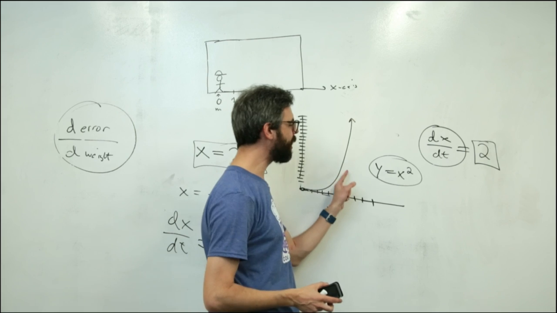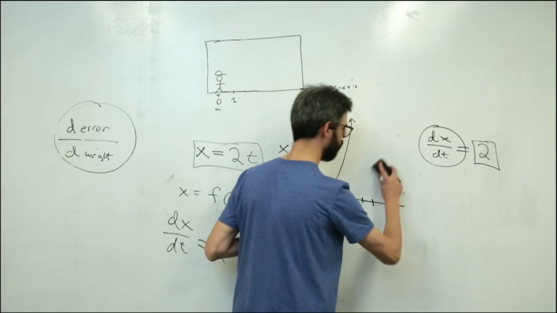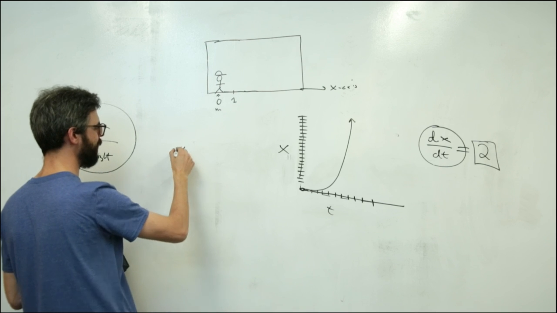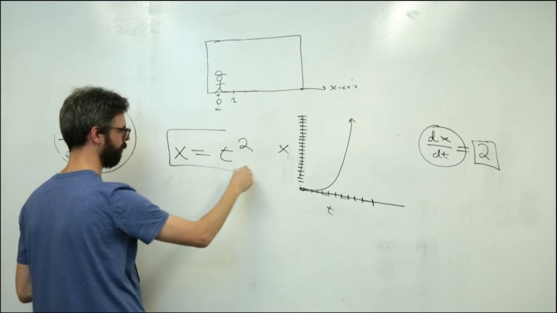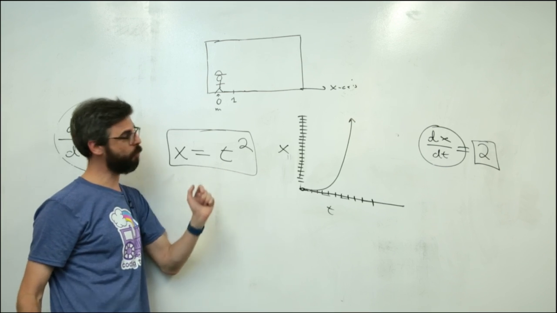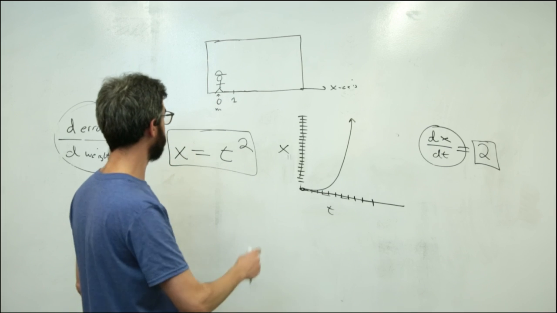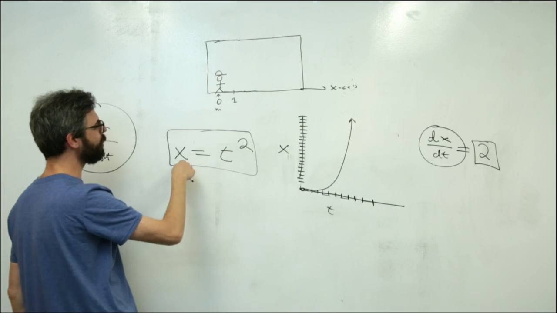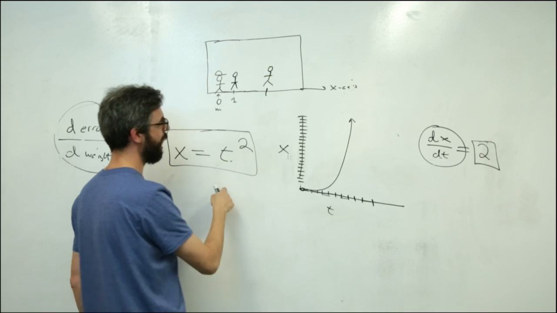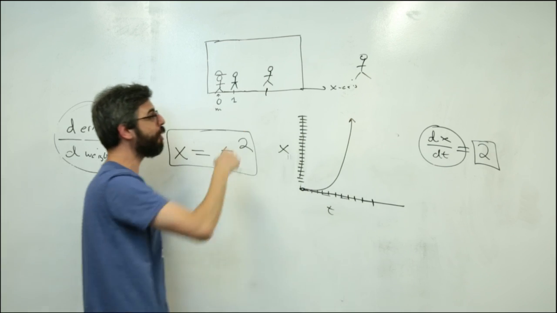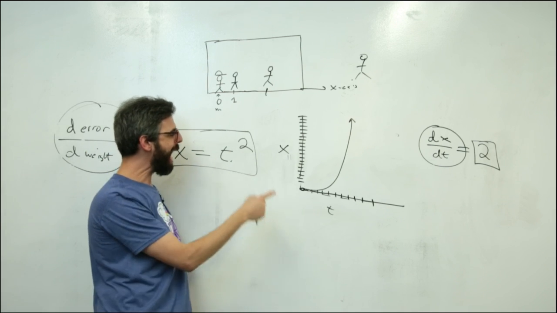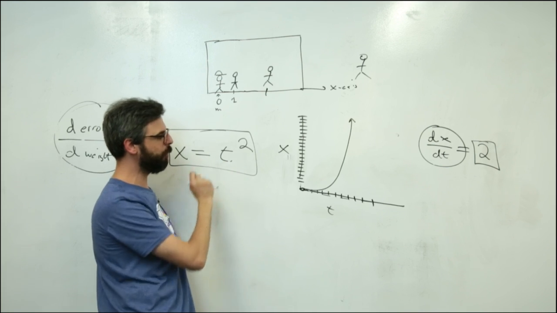So let's try to understand how I calculate this. In this case, maybe x equals t squared. The position of the runner as it relates to time is the number of seconds squared. So at 0 seconds, the runner's at 0. At 1 second, the runner is at 1. At 2 seconds, the runner is suddenly at 4. At 3 seconds, the runner is suddenly at 9. So the runner is speeding up as it's running. So in this case, how do I know how x changes according to time?